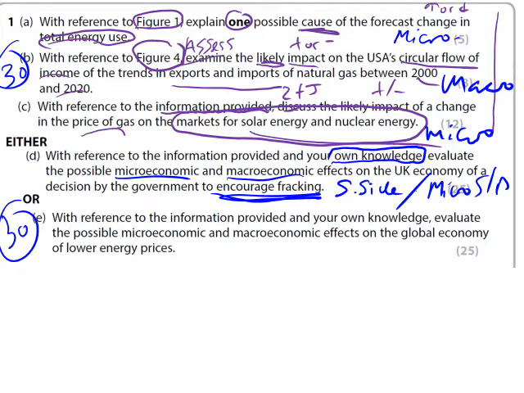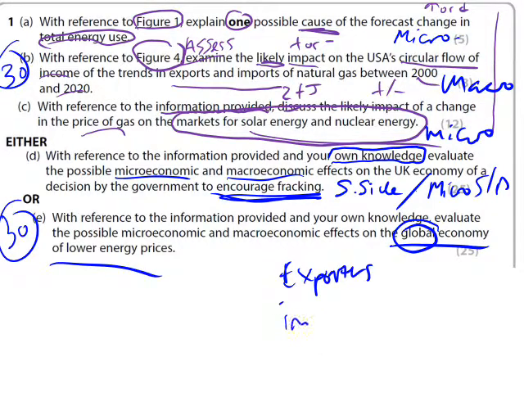With reference to the information provided and your knowledge, same as the previous structure, evaluate the possible macro and micro effects on the global economy of lower energy prices. So as it says global economy, you're probably looking for the countries that export energy, and the current countries that are net importers. So net exporters are countries that export more than they import, and net importers, like the UK, import more than we export in terms of energy.